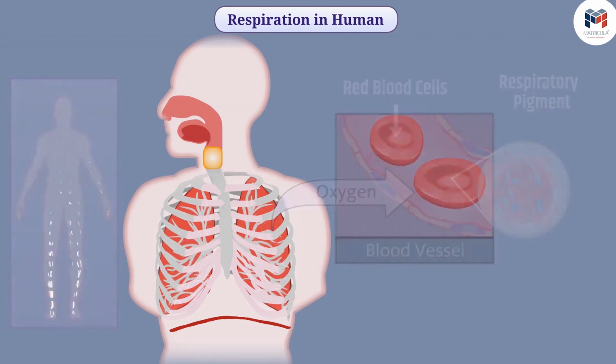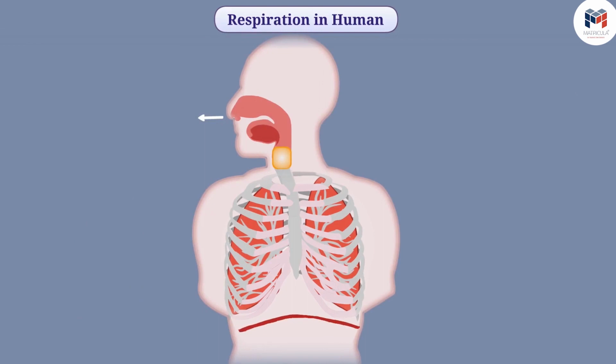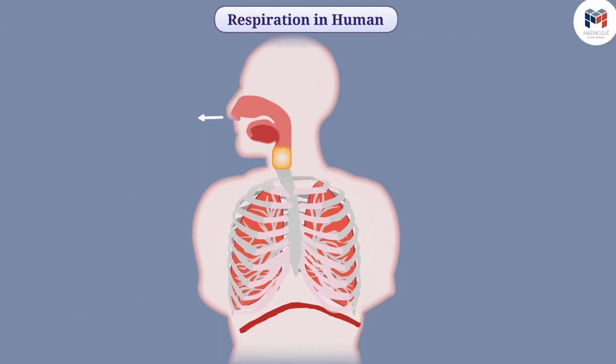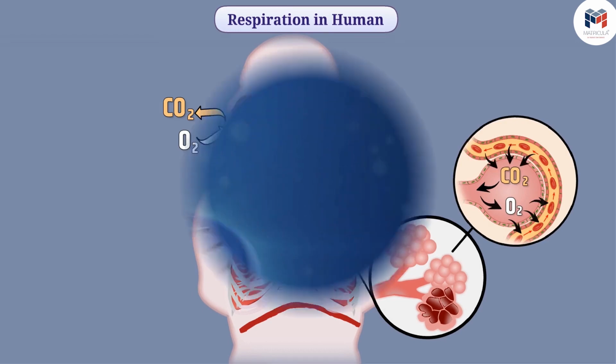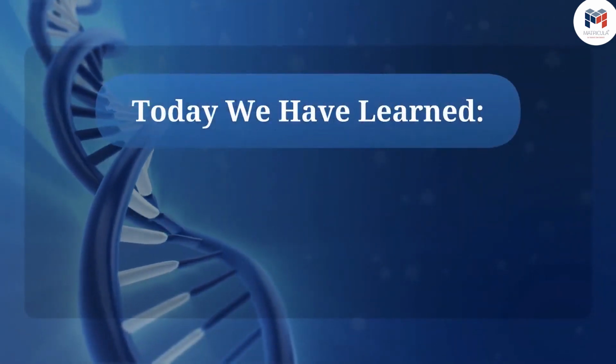While exhaling, the diaphragm becomes dome-shaped and thus it causes the ribs to come down and the chest cavity becomes smaller. As a result, the air comes out of the lungs. In the process of inhaling and exhaling air, the residual volume of air remains inside the lungs. In this way, there is sufficient time for absorption of oxygen and release of carbon dioxide in alveoli. So today we learned about respiration.